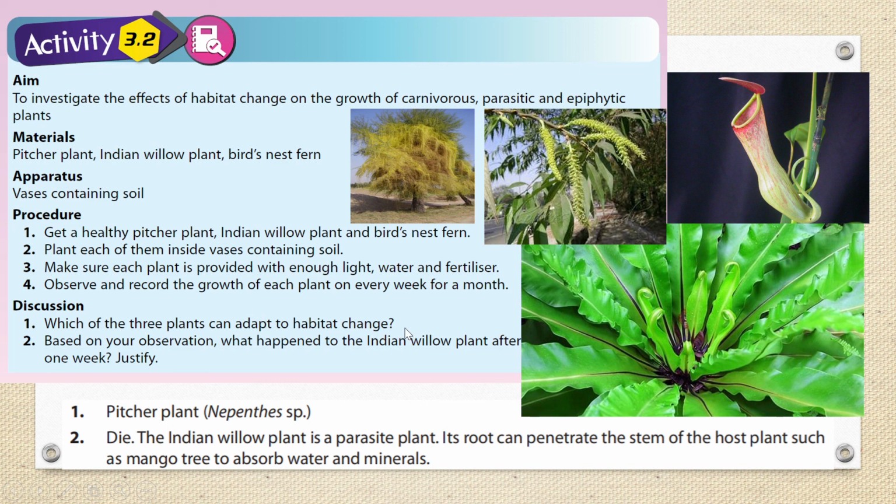What do you think? Which among the three? Based on your observation, what will happen to the Indian willow plant after 1 week? This is the one, so justify. Okay, the pitcher plant seems to be able to adapt to habitat change. You see, this is the procedure where now the three of them are living in a vase containing soil.